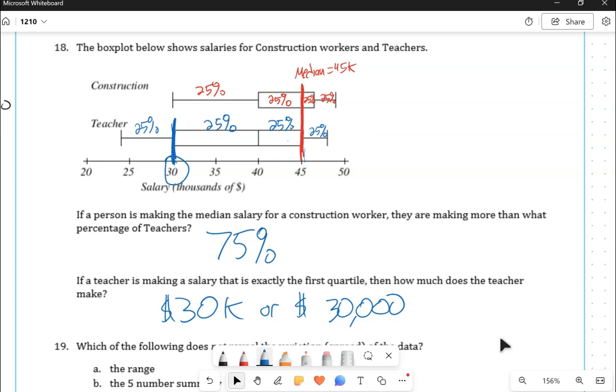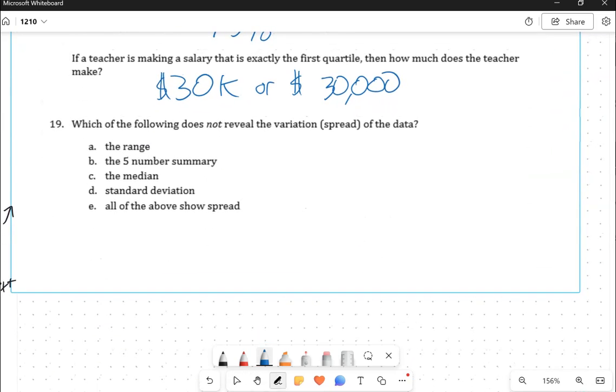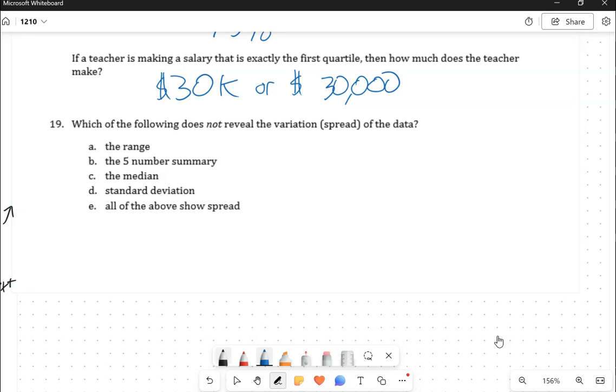All right. 5-number summary. Box plots. Number 19. Which of the following does not reveal the variation or spread of the data? This is spread. This is spread. This is average or center. This is spread. Which one does not reveal the variation or spread?